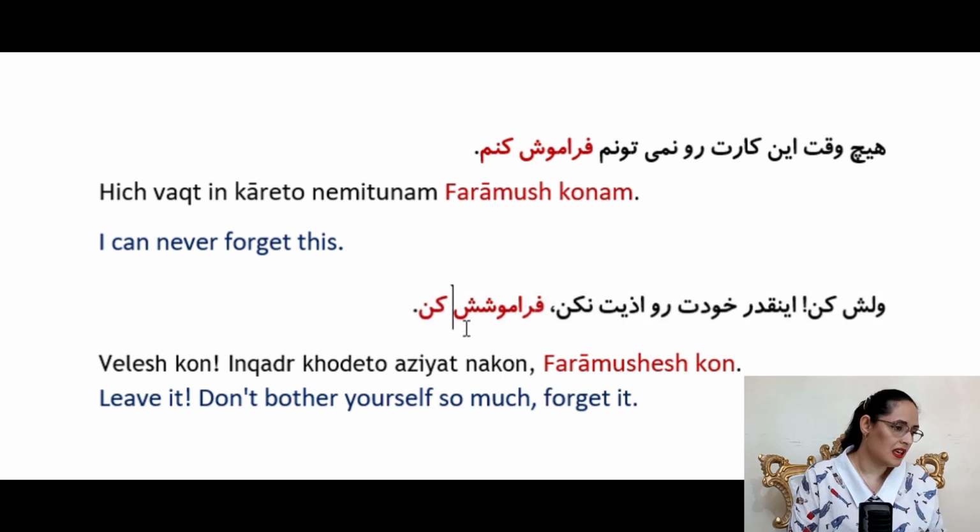Here ش refers to that person that you want to say to your friend to forget about her or him. And again here, re comes after a consonant like te in خودت. So in spoken Persian, we omit the re sound and we say خودتو. اینقدر خودتو اذیت نکن.